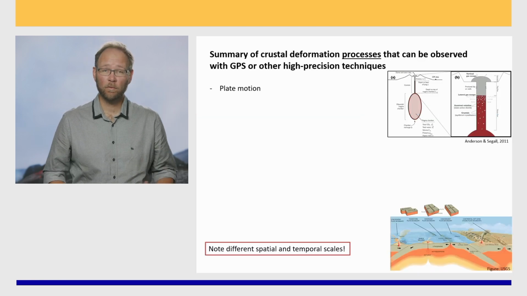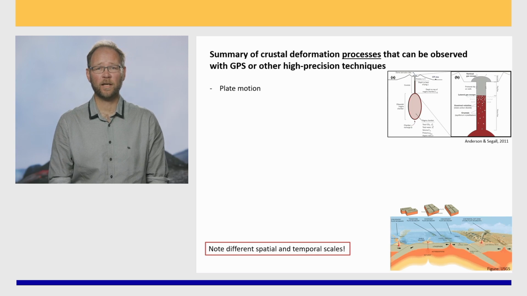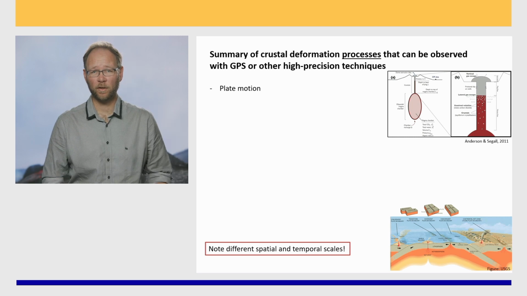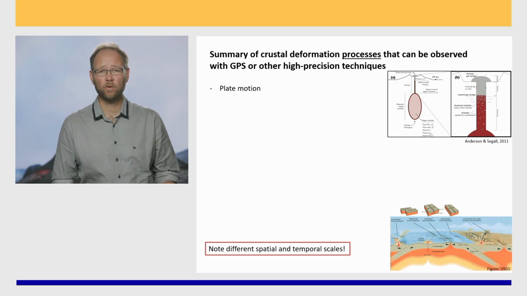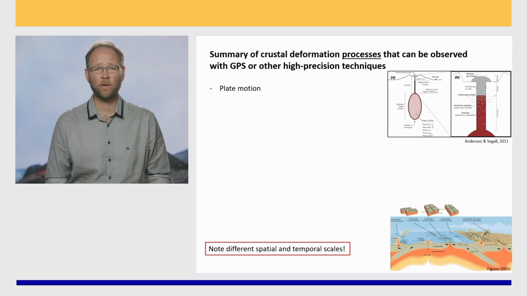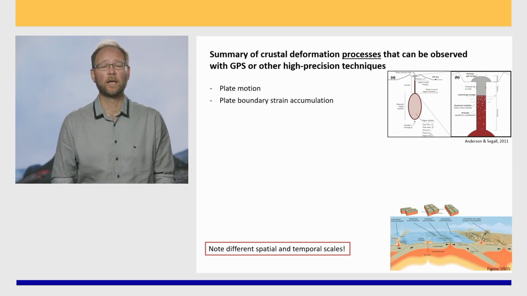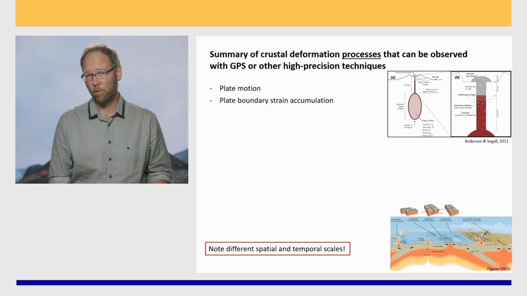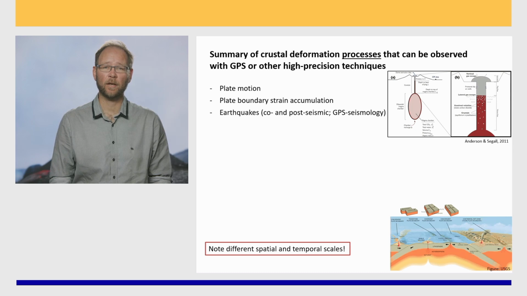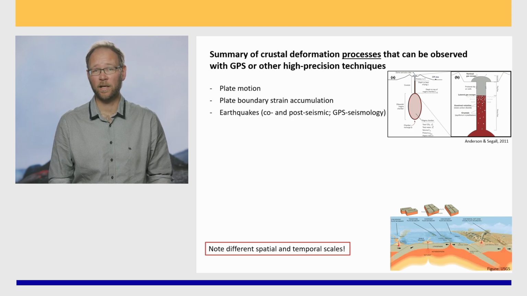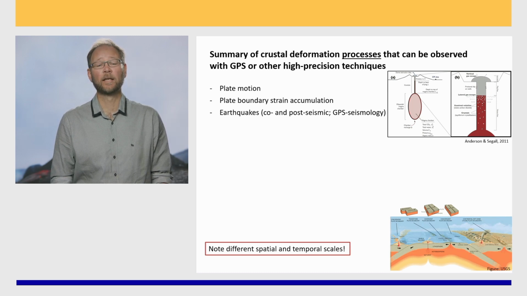So, crustal deformation processes, there are many aspects to that, and we can measure that in many different ways. To summarize some of the processes that we may be looking at, we can think about, for example, plate motion, plate boundary processes, so how strain is accumulated at the plate boundaries, and how then the strain is released in earthquakes, and a whole bunch of phenomena that comes with that.